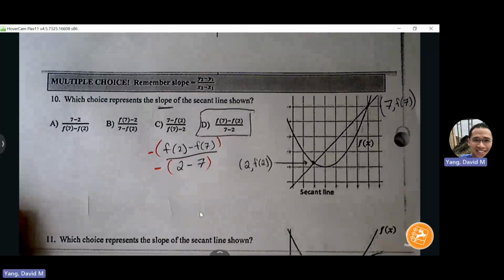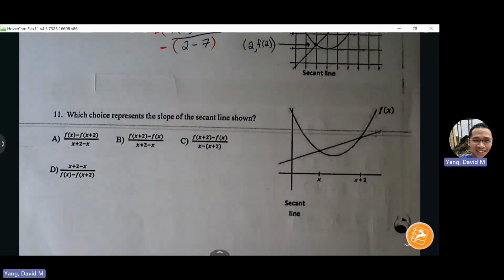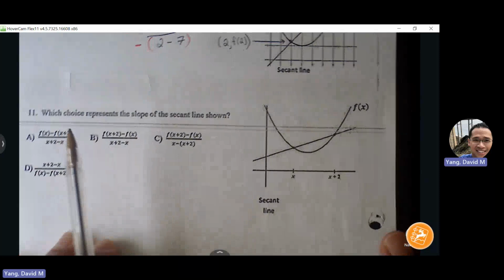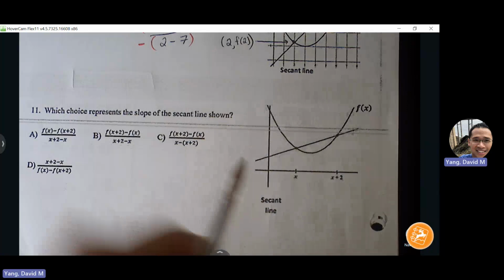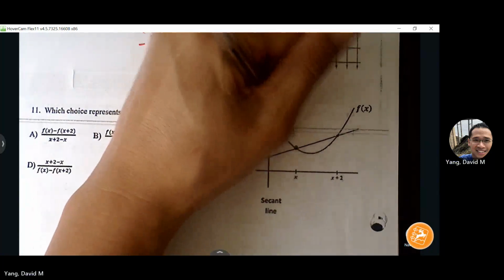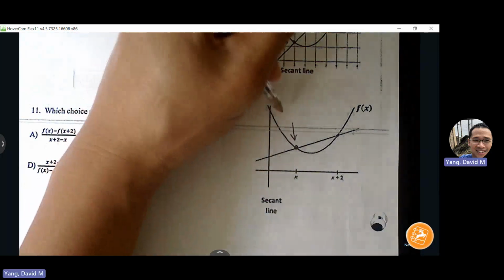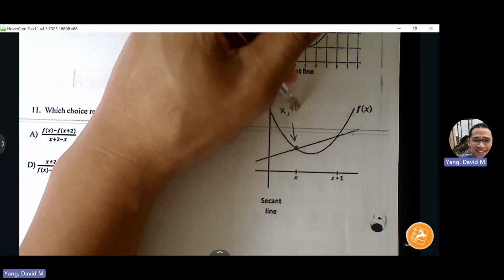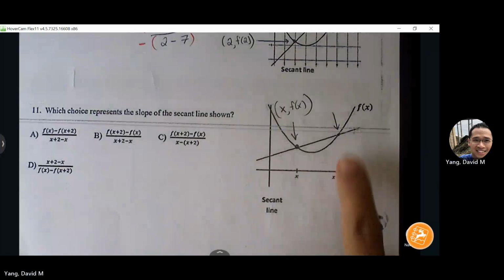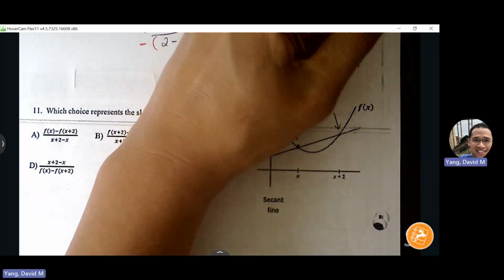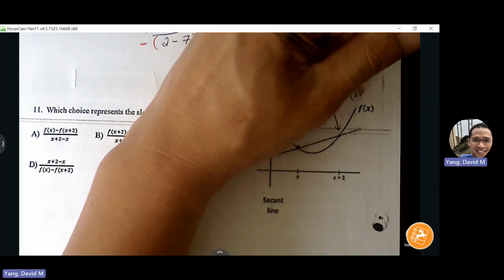Okay, number 11, same concept here. Which choice represents the slope of the secant line shown? Again, we are not provided the y value, so the best we can do is to leave it in function notation. What will represent this first ordered pair? x, f of x. Good, x, f of x. What about this second ordered pair? x plus 2. Good, so x plus 2 is my input. My output is whatever f of x plus 2 gives me back.